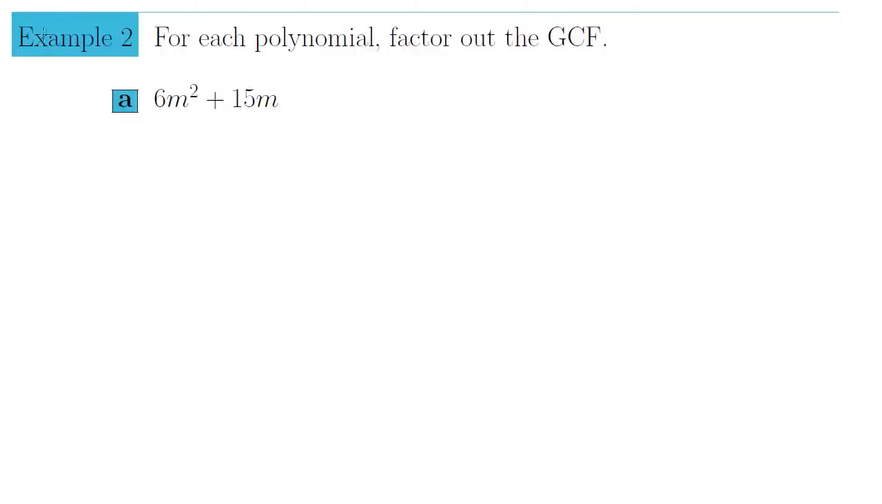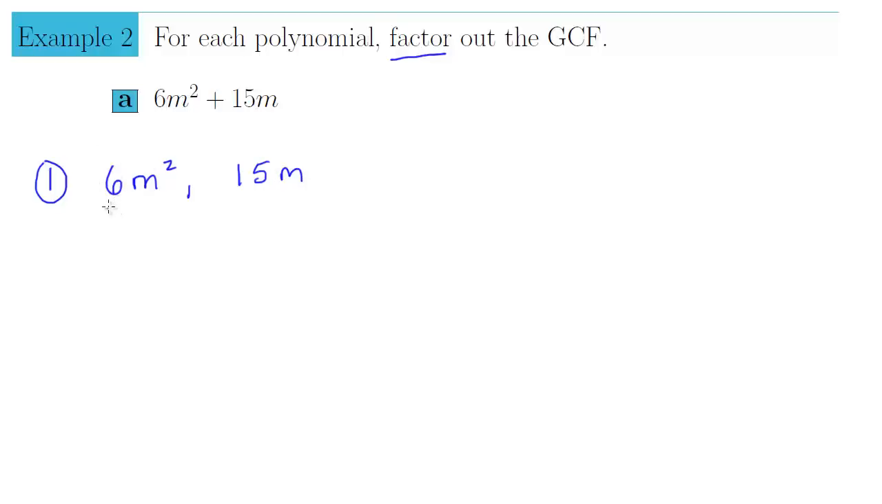Okay, so in example 2, we actually get to start factoring. The instructions say factor out the GCF for each polynomial. So we're going to practice our first factoring procedure. In order to factor out the GCF from a given polynomial, you have to first identify the GCF. Okay. So we're going to look at each of the terms, 6m squared and 15m, and determine the largest factor that they have in common.